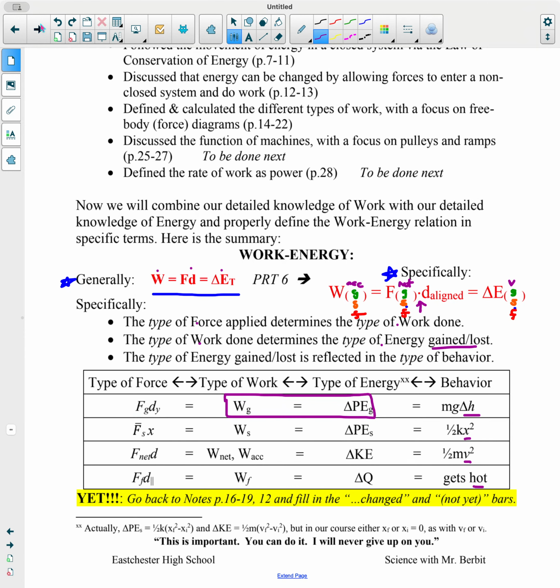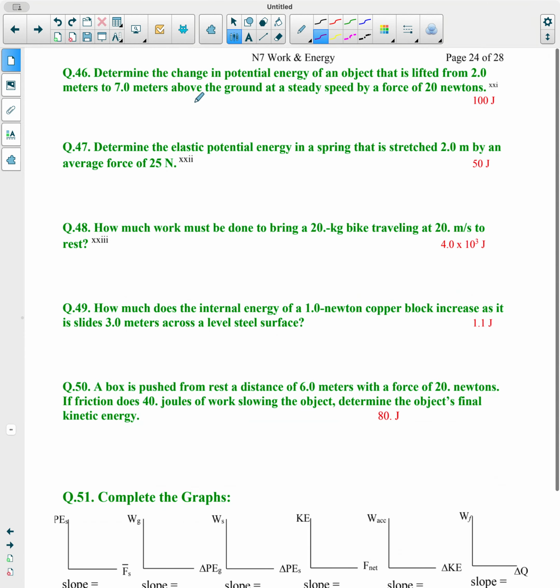So if we turn to page 24, we'll do a little bit of quick practice. We're not going to run through the numbers. You can run through the numbers. The answers are there. Let's just look at what they're asking. Here they're asking for the change in potential energy. That's a delta PEG. If it's a spring, it would be a PES.